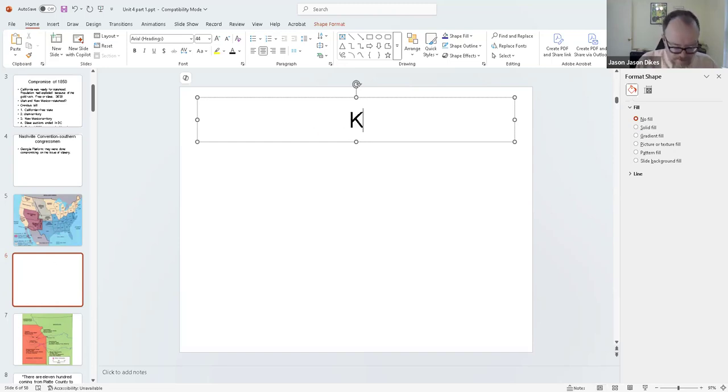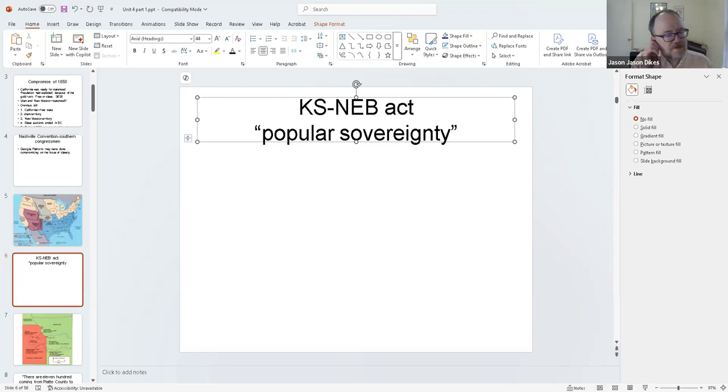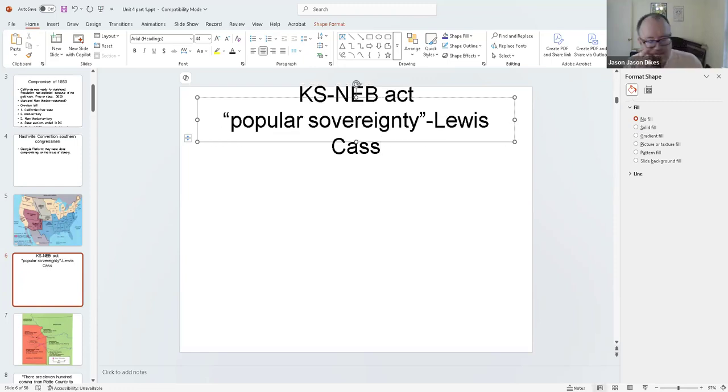The centerpiece of this act was something called popular sovereignty, and this came from our old friend Lewis Cass. Remember, most of us only get one idea that kills a bunch of people. Cass had two. This is his second one.